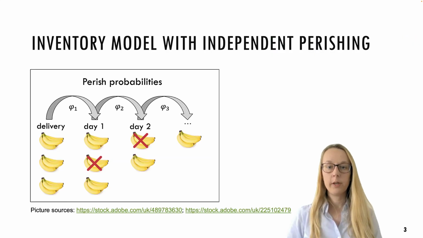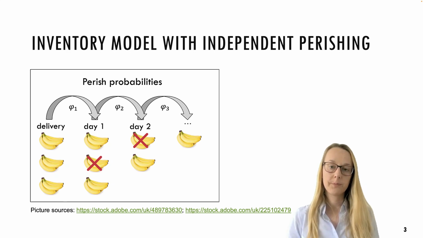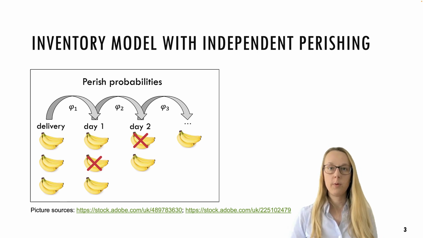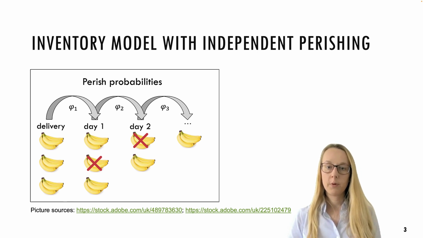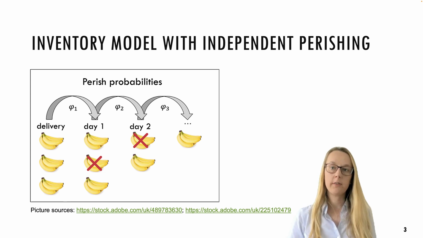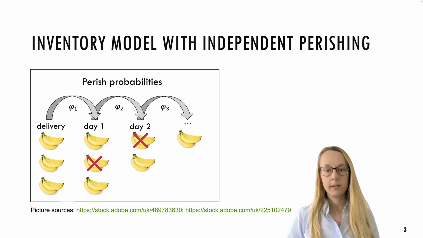In this model, we consider that fresh products like fruit and vegetables perish. Each item arrives in the store, and then while sitting on the shelf, the probability that it perishes increases from day to day until eventually it will be thrown away if it has not been sold after a couple of days.